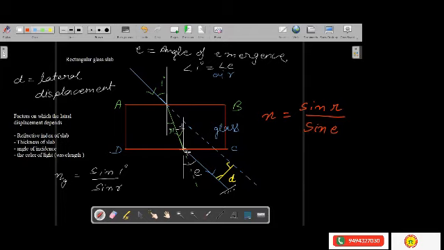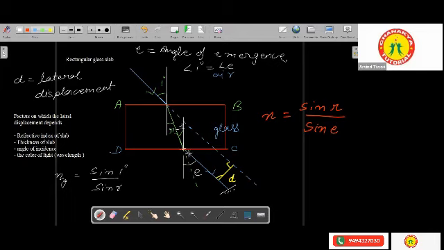But sir, here the refracted ray is in air and the incident ray is in glass. So I will not say that this is the refractive index of glass. I will say that this is the refractive index of air with respect to glass, not glass with respect to air. So the refractive index of glass with respect to air is 1 over the refractive index of air with respect to glass.